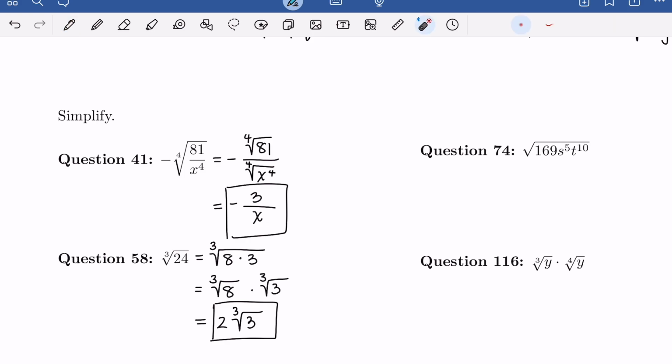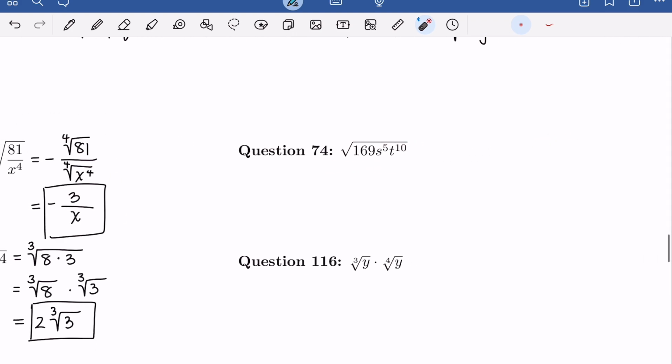Whenever we're simplifying radicals like this, it is good to try to break up a number under our radical into factors that we know will be perfect cubes or perfect squares and so on. So this brings us to question 74 here. We're going to do the same thing, but it is a little trickier. The first thing I'm going to do, since we're looking at a square root, is try to break everything up into factors that are perfect squares if possible. So first, we know 169 is a perfect square, so we're going to leave that as is. That's going to be 13.